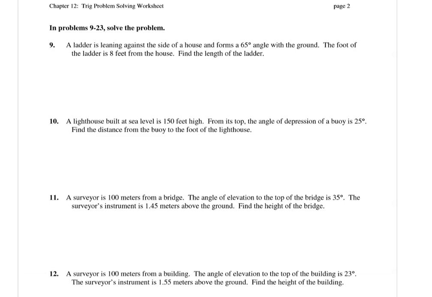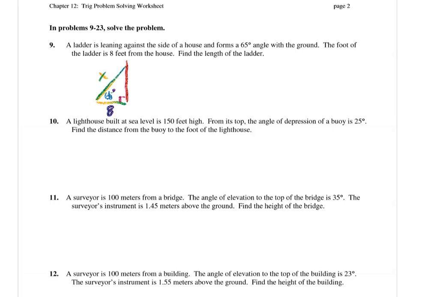So there's probably some sort of right triangle in this problem. It says there's a ladder leaning against the side of a house. So let's say this is my ladder, and we'll pretend this is the house. It says it forms a 65-degree angle with the ground. So here's the ground, and here's 65 degrees. Here's my right angle. The foot of the ladder is 8 feet from the house, so that would mean this is 8 feet right here. Find the length of the ladder. So the length of the ladder would be, if this is my ladder right here, I'll call this x since that's what we're trying to find.